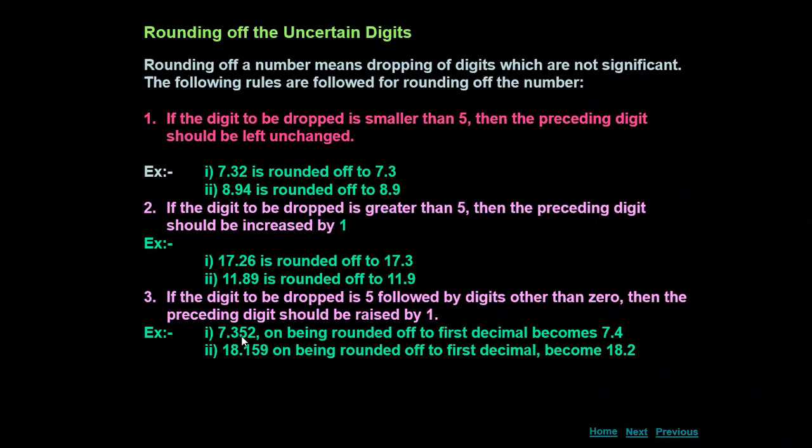Second point also. Okay, I'll explain. See, in the second point, what is happening? The digit to be dropped here, 17.26, is there. This 6 I want to drop. When I want to drop this 6, I want to write this total number into 3 significant figures only.